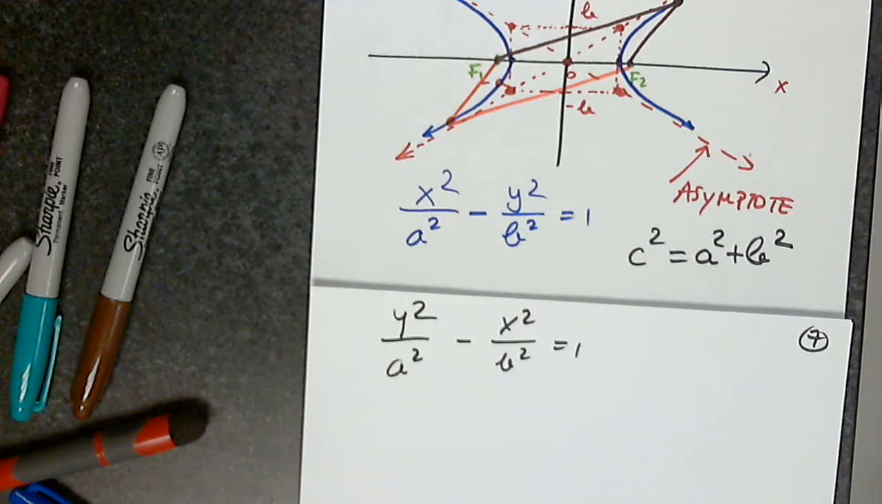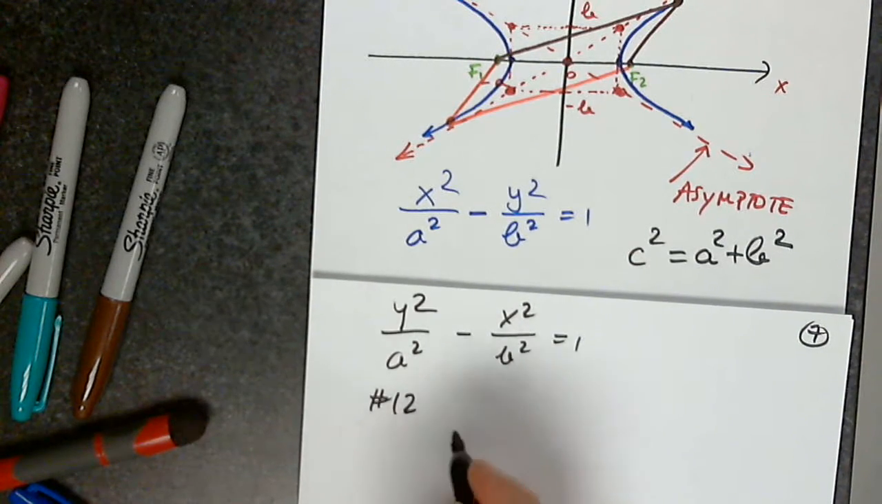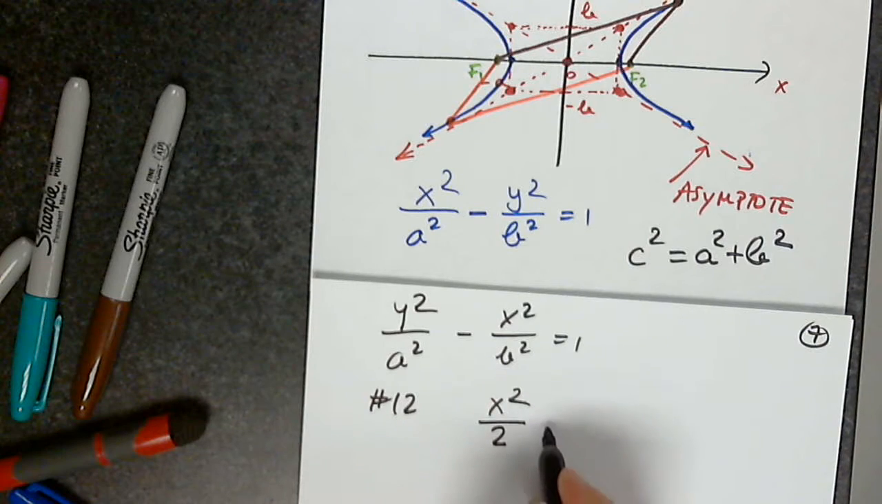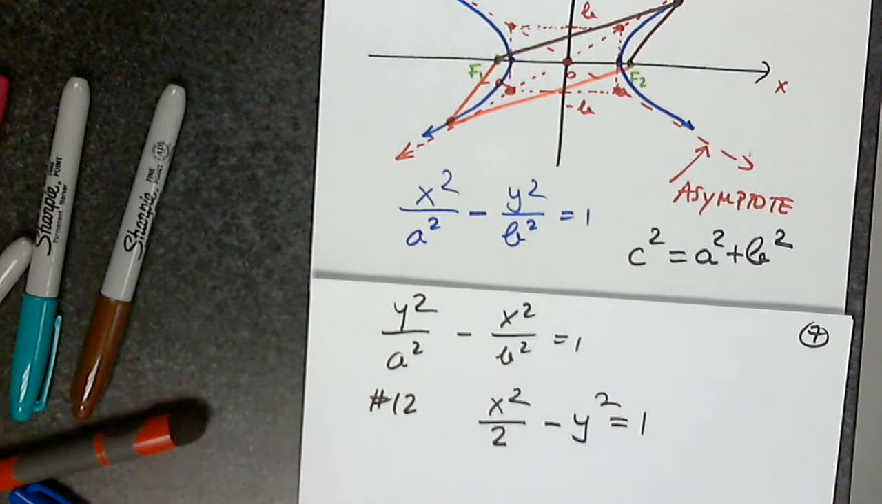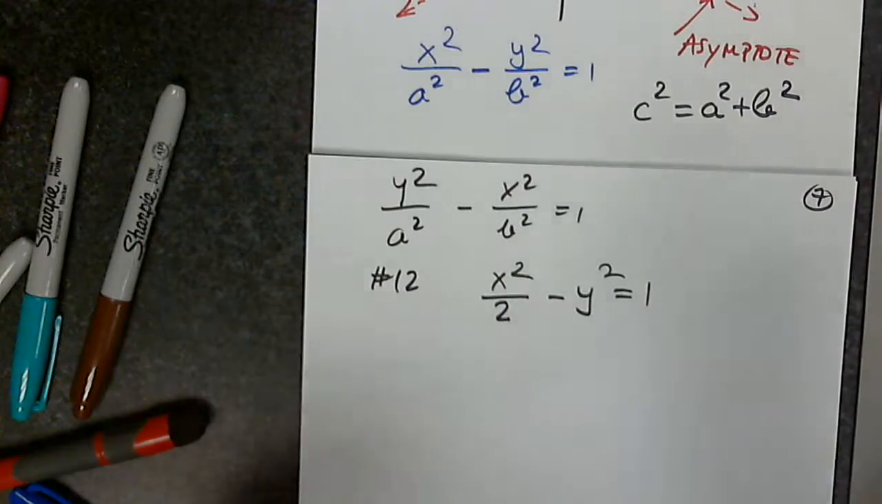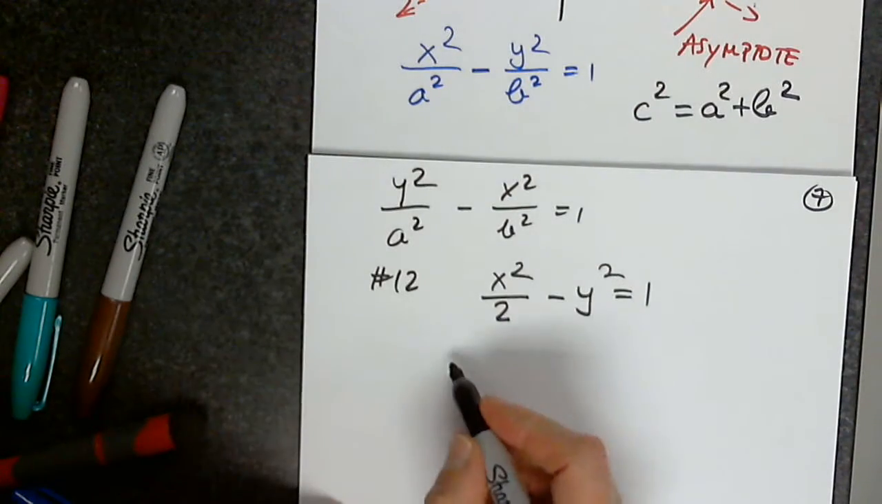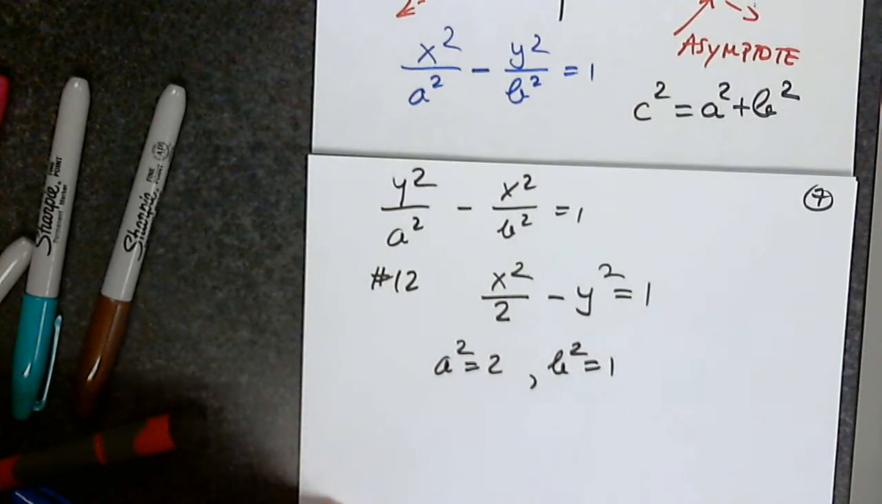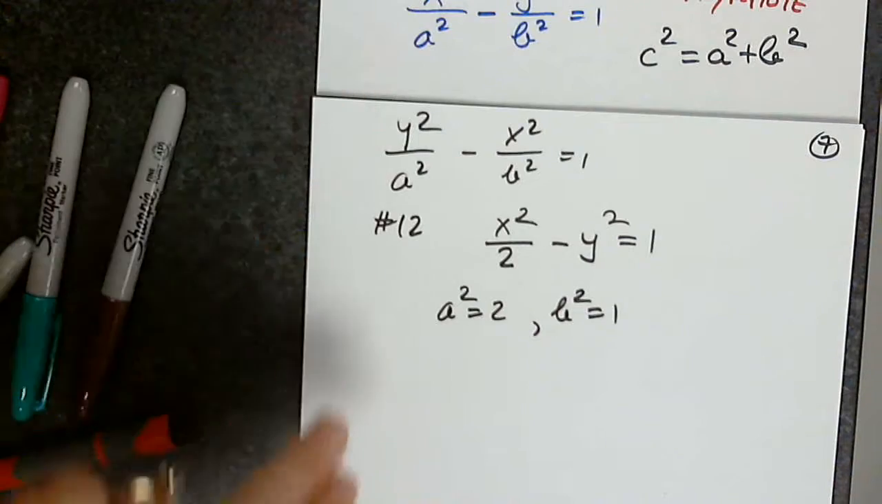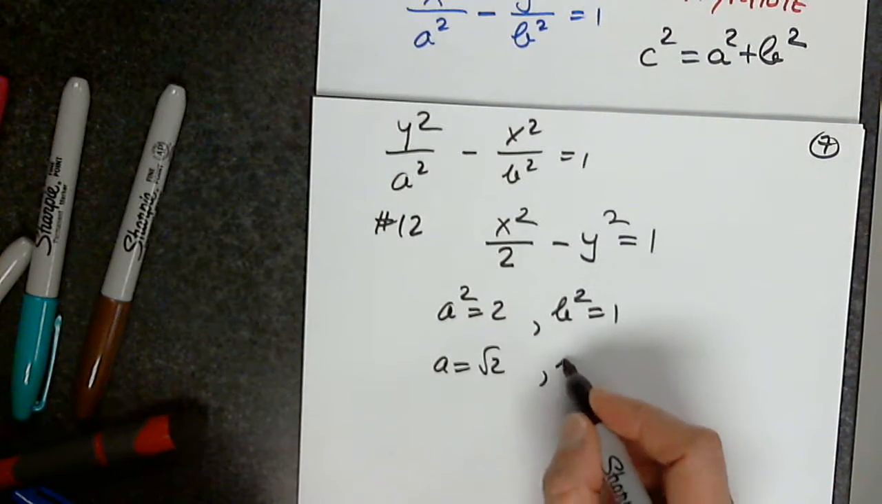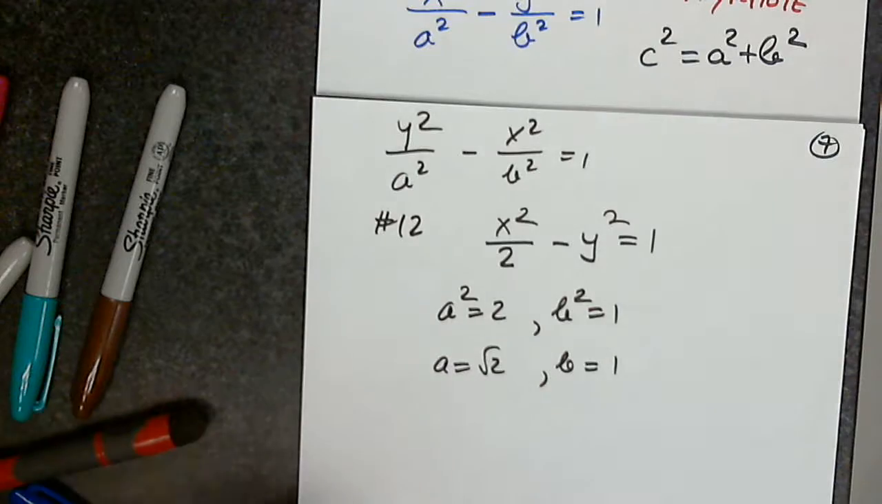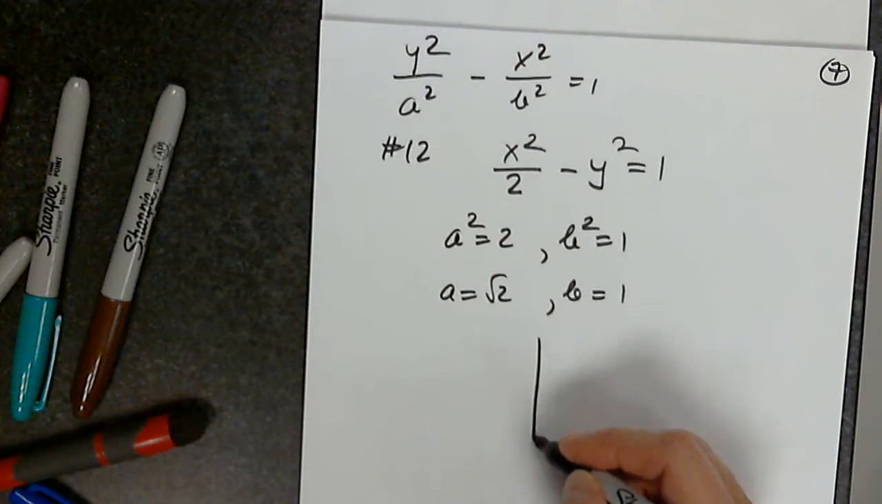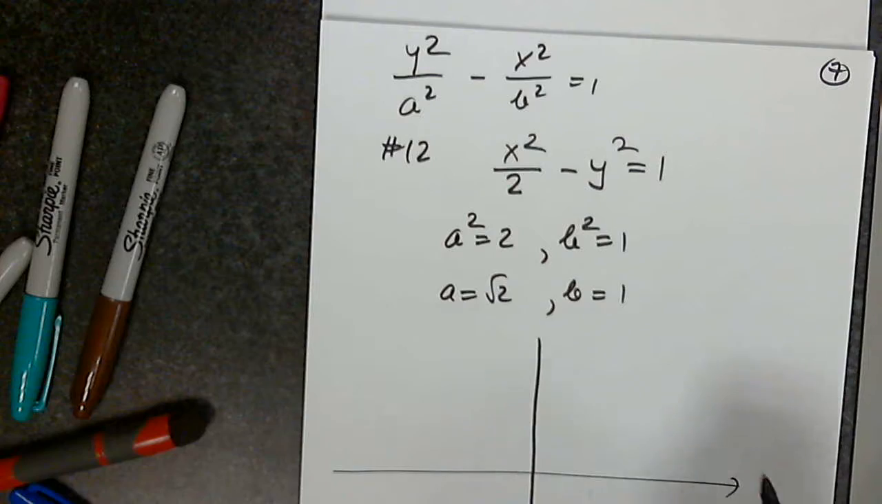Okay, let's start with 12. And then you can choose the next one. x squared over 2 minus y squared equals 1. Now it's very clear that the hyperbola will be on the x-axis. Very good. So then a squared equals 2 and b squared equals 1. Like before, a is the square root of 2 and b is 1. Let's graph it and then we'll find the rest.